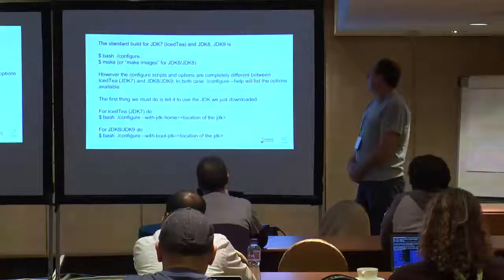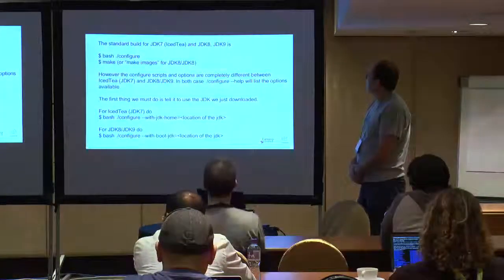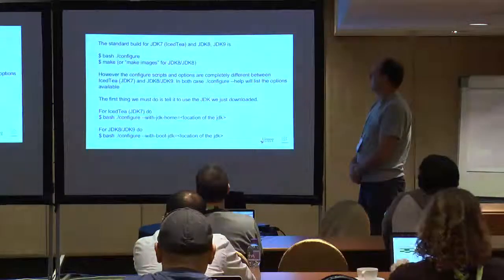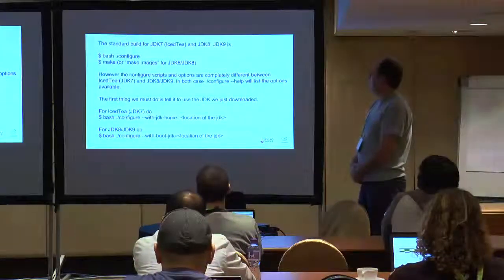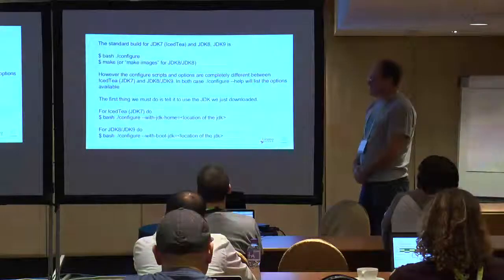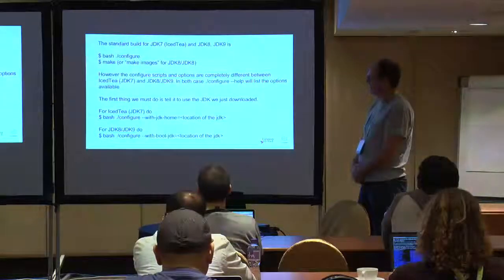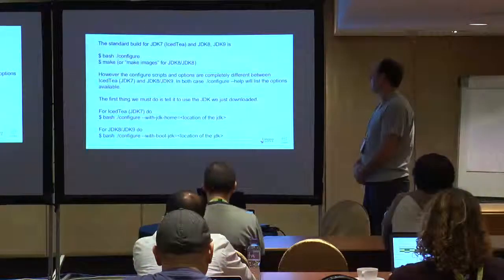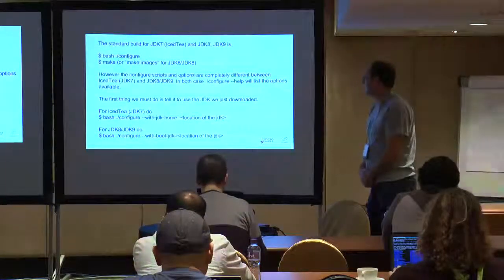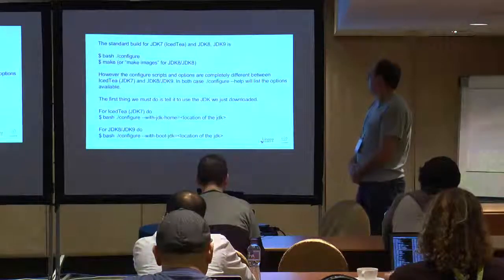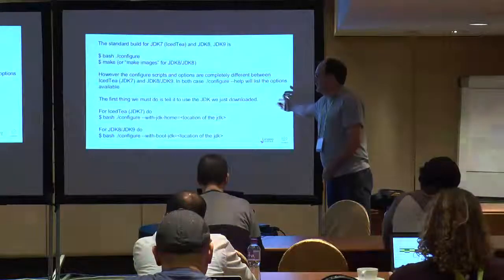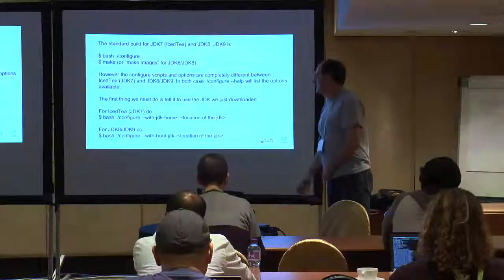The standard build for JDK 7, 8, and 9 is just configure and make, or for 8 and 9, just make images. However, the scripts are completely different for JDK 8 and JDK 9. So configure help will tell you what the options are. The first thing you must do is tell it what JDK to build against, what JDK to use as the bootstrap.